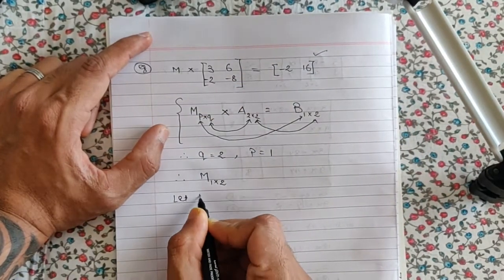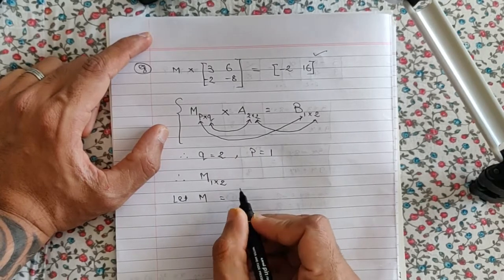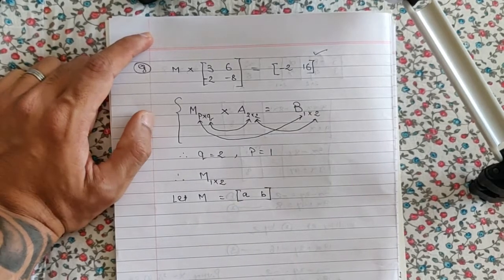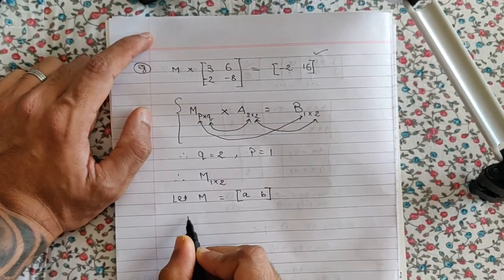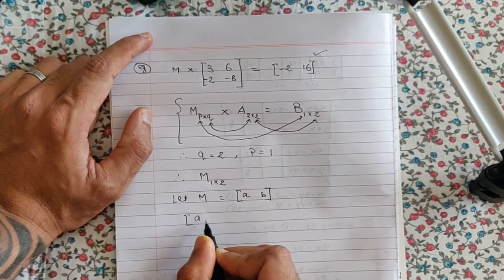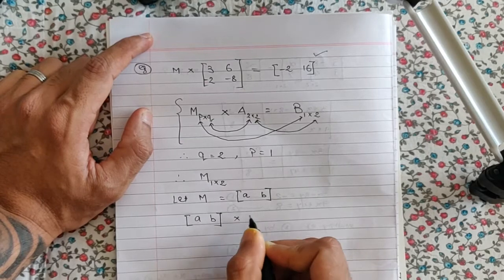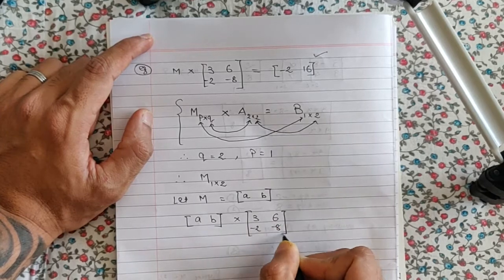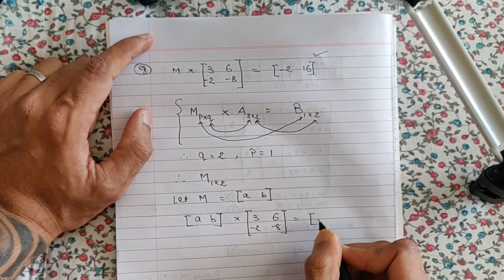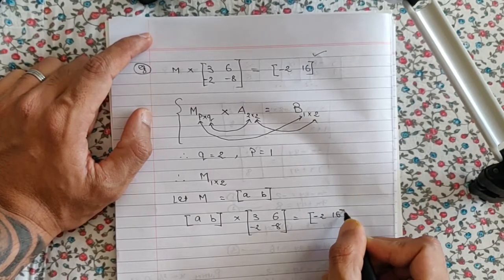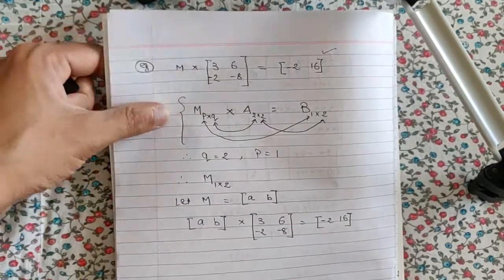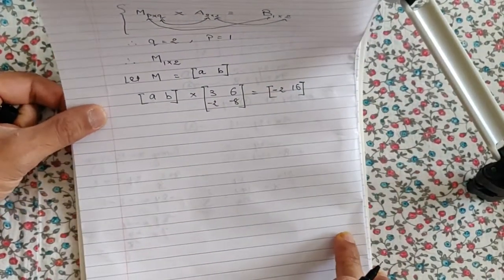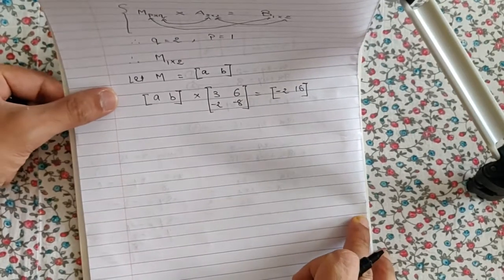So let that unknown matrix M be a, b. Yeah, so that's an order of 1 by 2. Now write it in the multiplication form. So you will get a, b multiplied by 3, 6, minus 2, minus 8, you will get minus 2, 16. Right, now I think you know how to multiply, so you can multiply and check the answer by pausing the video. I will solve it over here.